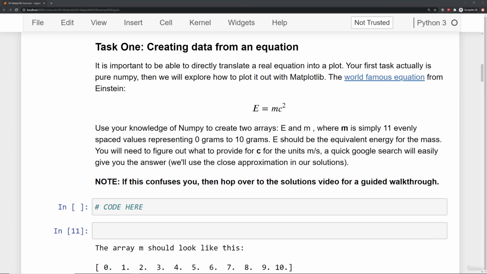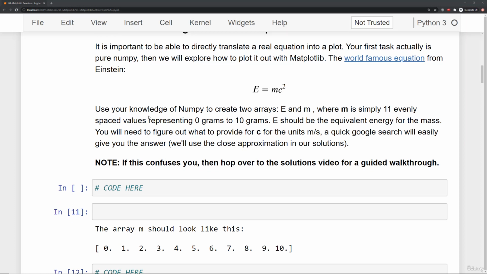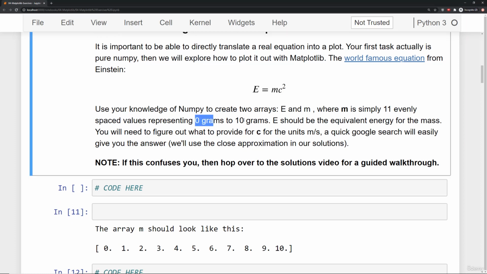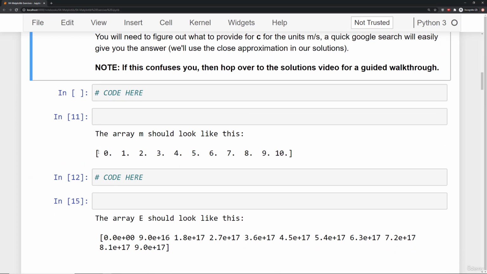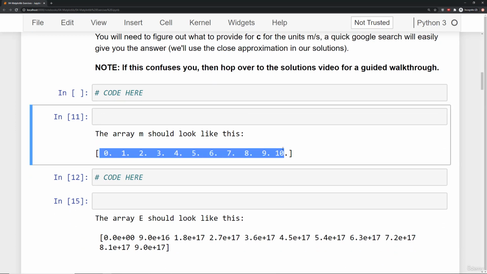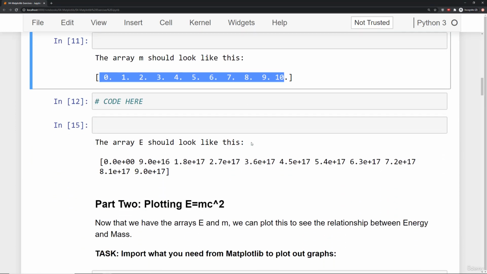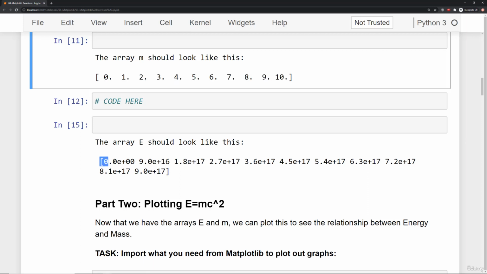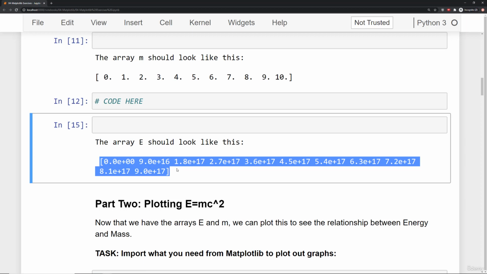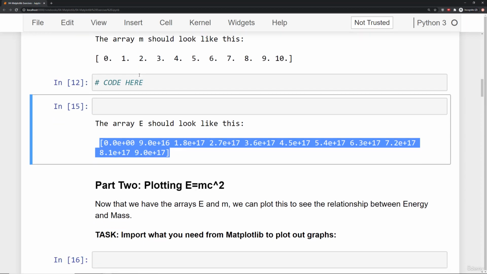So the first thing you have to do is use your knowledge of NumPy to create two arrays, where m is simply 11 evenly spaced values representing 0 grams to 10 grams. So you should be able to create an array for some masses from 0 grams, 1 gram, 2 grams, etc. And then using E equals mc squared, you should be able to easily calculate the array for the energy in joules held within that mass.